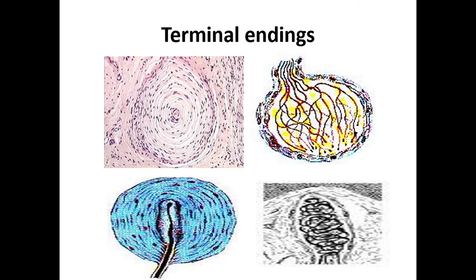We have here illustrations of the different terminal endings. On the left side, upper and lower, it is the Pacinian corpuscle for deep pressure, found in the dermis or in the connective tissue. Then to the upper right, we have the Krause end bulb for cold, and to the lower right, we have the Meissner's corpuscle for touch. You will notice that the terminal ending is enclosed in a capsule-like structure, formed by the collaboration of the nerve fibers and the non-nervous cells of the tissue.